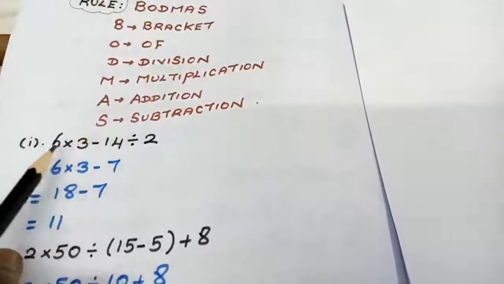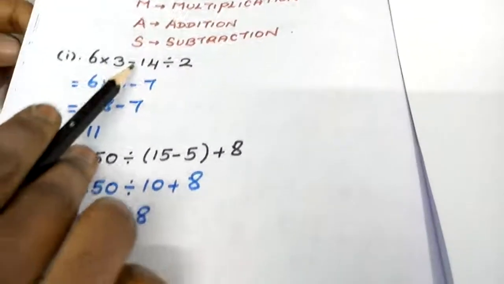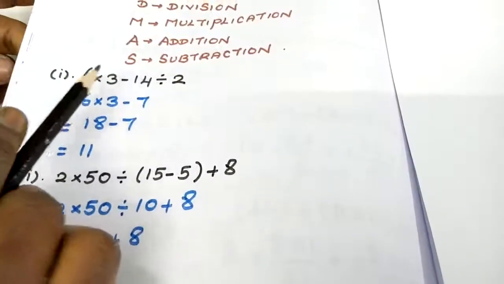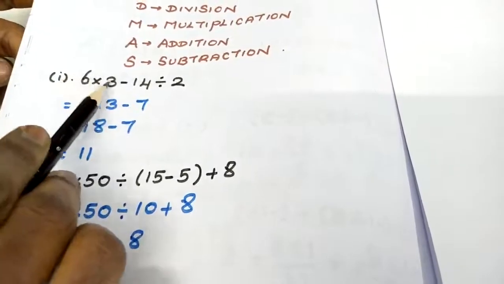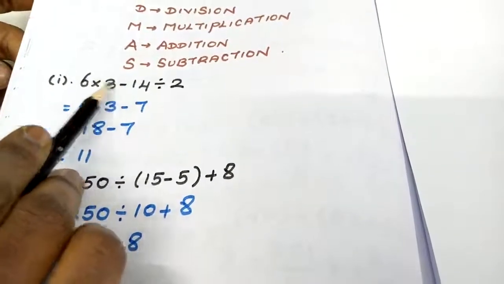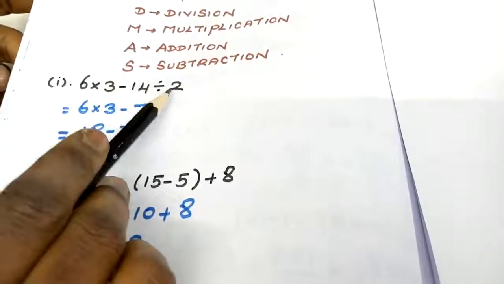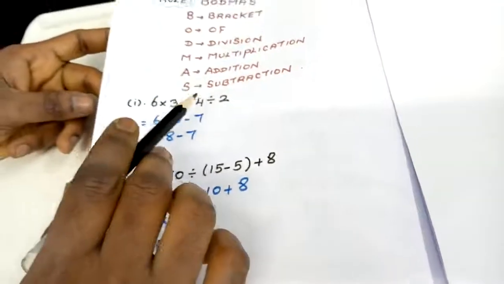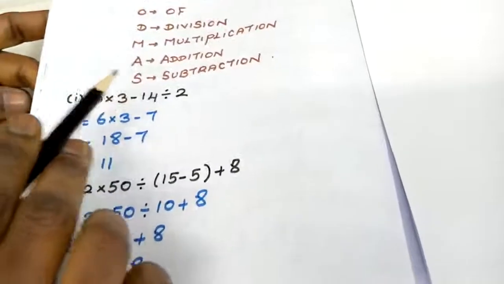So first question, if you see here, 6 into 3 minus 14 divided by 2. Don't think that you can do the calculation in any way. Means I am going to multiply like this, 6 into 3, 18, minus, then 18 minus 14 divided by 2. Please don't do it that way, students. You will get some answer, but that is not a proper answer. That is not a correct answer.